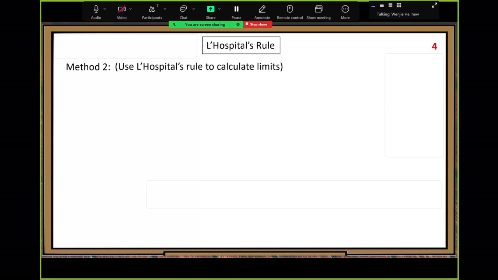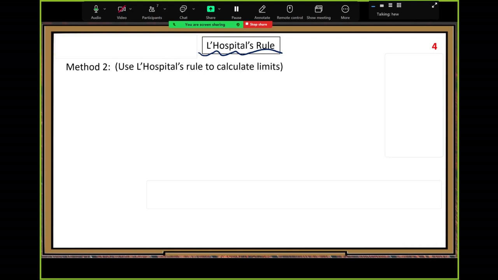Method 2, L'Hopital's rule. Here, I want to convince you that the exponential function dominates polynomial. That's one. Another is that n over log of n has a limit that goes to infinity. These two things are equivalent. But we use calculus, Calc 2.